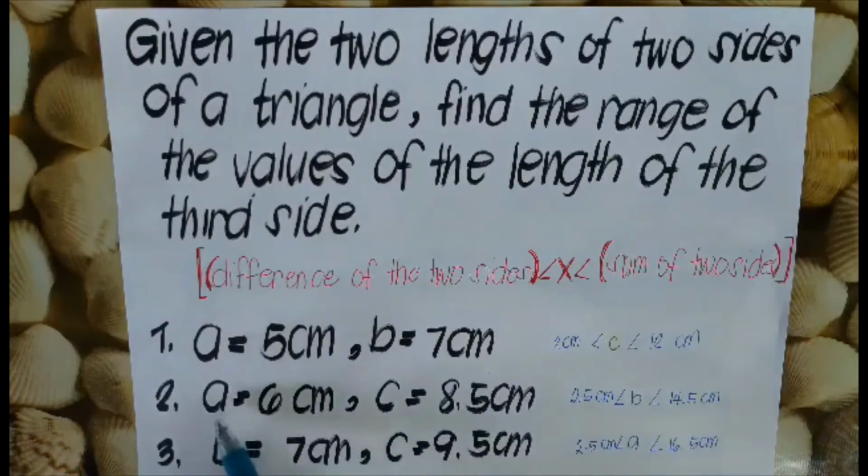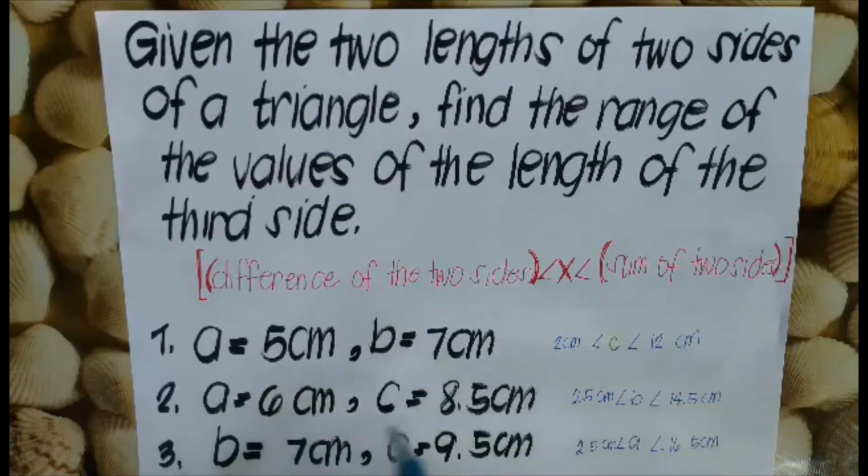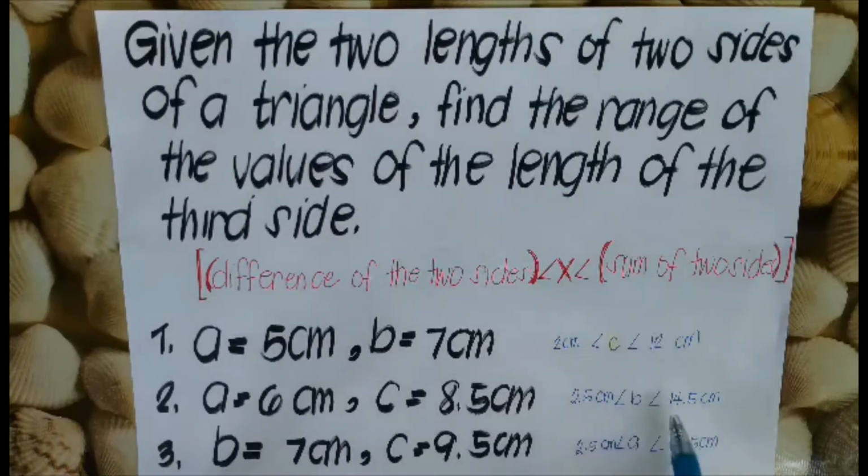Number 2, given is A equals 6 cm and C equals 8.5 cm. So we subtract. That gives us 2.5 cm. And then we add. That gives us 14.5 cm. So to conclude, the length of B is greater than 2.5 cm but less than 14.5 cm. So the possible length is just between these two numbers.